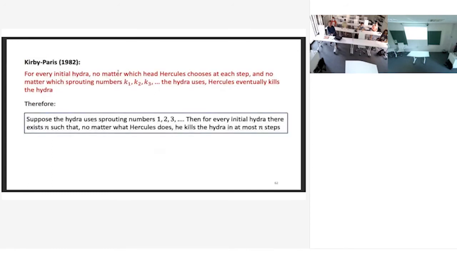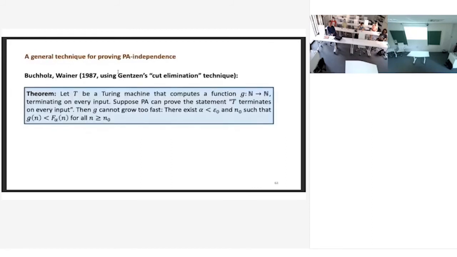There are a few other things, and there's this general technique for proving that Peano arithmetic cannot prove something. Suppose you have a Turing machine that terminates on every input. So given a natural number, the Turing machine constructs another natural number and terminates. So the Turing machine basically computes a function g from naturals to naturals. And suppose that Peano arithmetic can prove that this machine terminates on every input. Then this function g that the machine computes cannot grow too fast. Its rate of growth must be bounded by f alpha of n for some ordinal alpha smaller than epsilon 0.